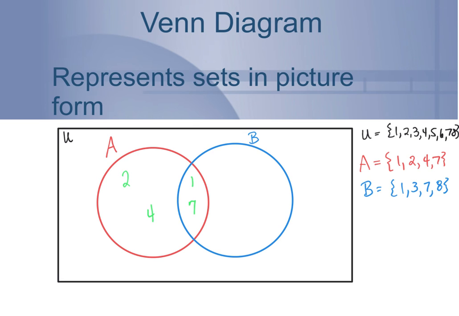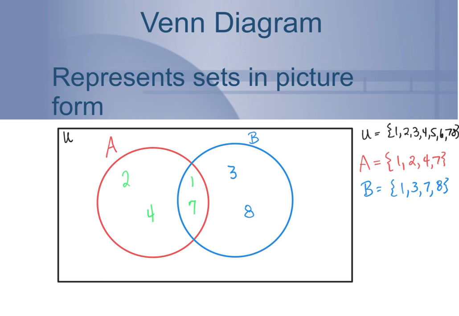Now for B, 1 I have already written down. I don't write it again. Just like when you write your union, you don't write it again because it's not actually representative of what's going on. We already have 1. We do need to write 3. We do not need to write 7. We do need to write 8, okay? So those are my two sets.